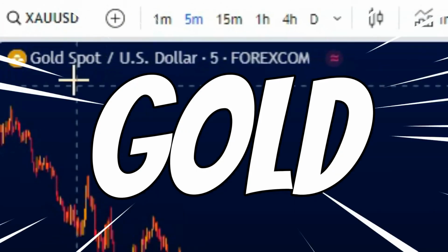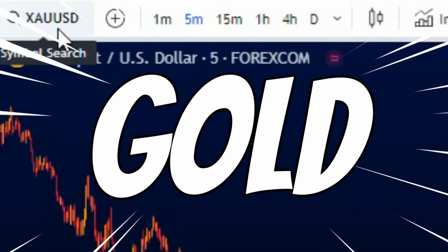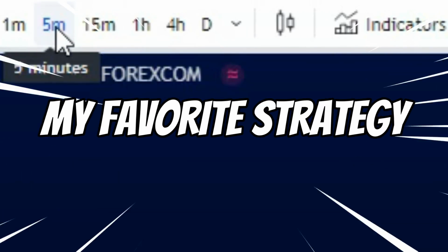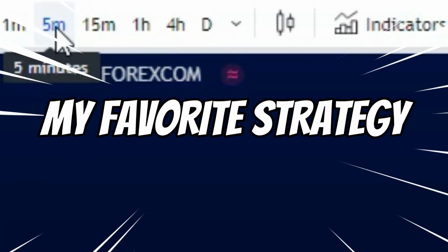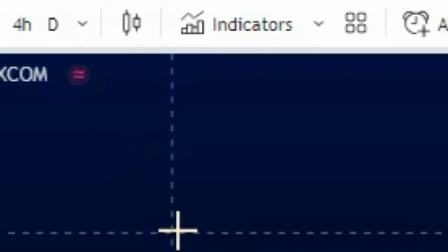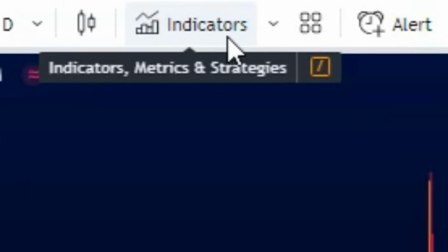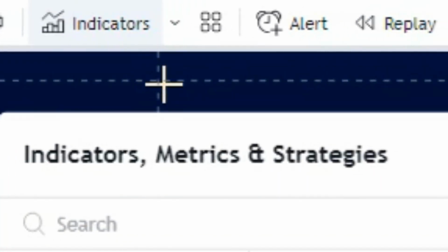We're gonna open up the gold chart and select the 5-minute time frame. This is my favorite strategy for trading gold. Alright, now from the indicator section, we're gonna search for the CM Parabolic SAR indicator and add it to the chart. This indicator will be showing us the perfect time to enter or exit a trade in the gold market.